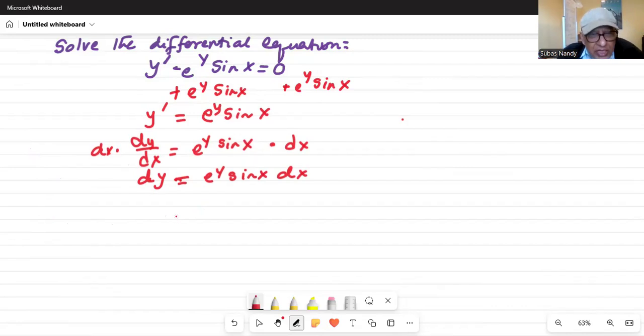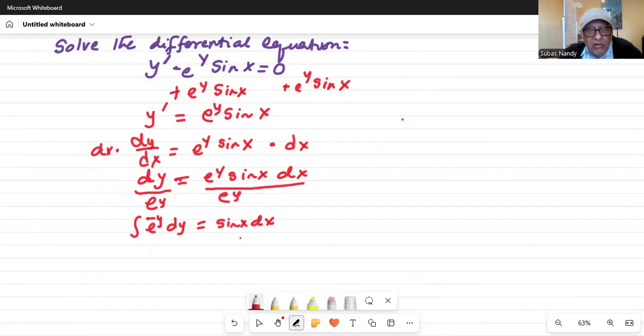Now I will divide by e to the power of y on both sides of the equation. So the left hand side will be divided by e to the power of y, and the right hand side will also be divided by e to the power of y. So I have on the left hand side the integration of e to the power of minus y dy is equal to sin x dx.